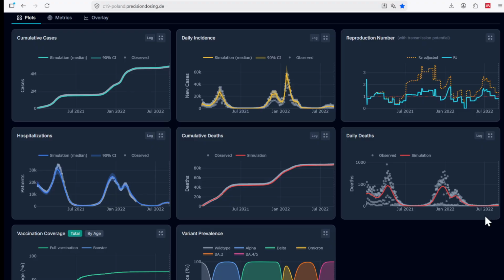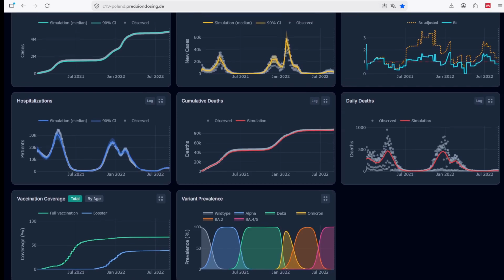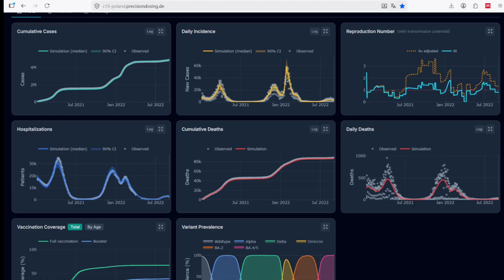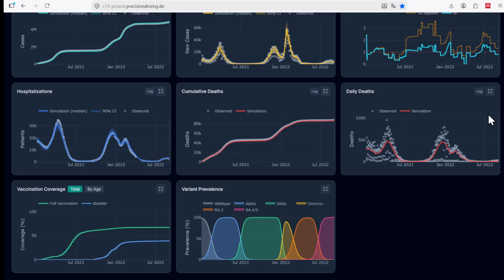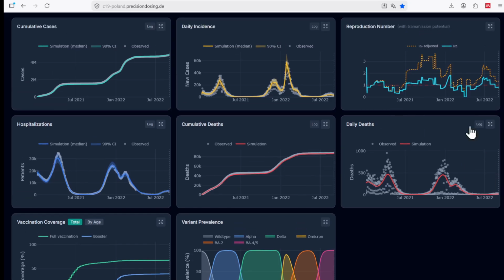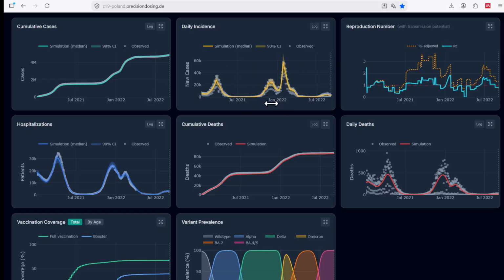Observed data is depicted as points, model simulations as lines, and confidence intervals as shaded areas. You can switch between a linear or a logarithmic y-scale by pressing log. Extend a plot by clicking on the 4-arrow symbol. To zoom into a plot, drag the mouse across the area you want to enlarge. To zoom out, double-click in the plot area. To shift the X and Y axis, drag the mouse along the axis. Hover over the plot to see the numbers for each respective day.